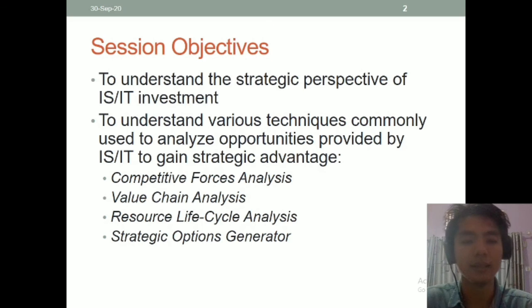Alright, the next slide is the session objective. The session objectives are to understand the strategic perspective of ISIT investment, to understand the various techniques commonly used to analyze opportunities provided by ISIT to get strategic advantage. That is competitive forces analysis, value chain analysis, business life cycle analysis, and strategic options generator.